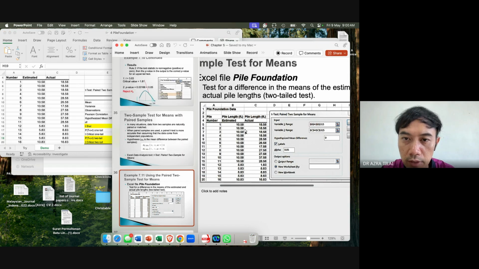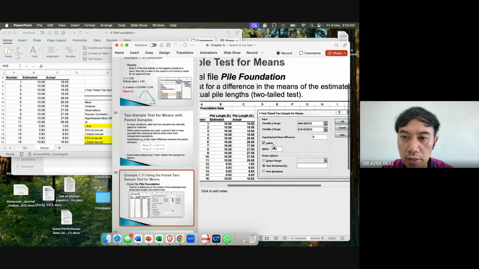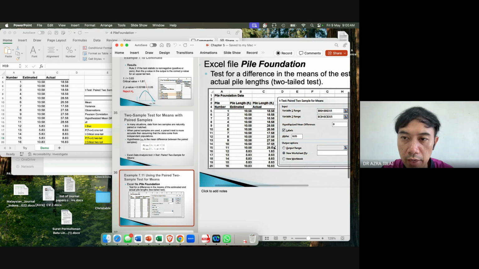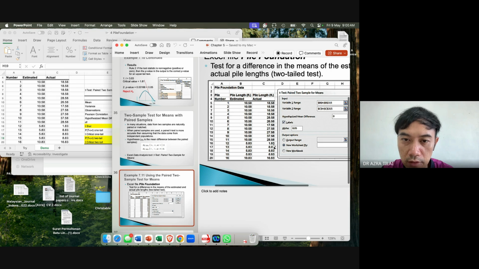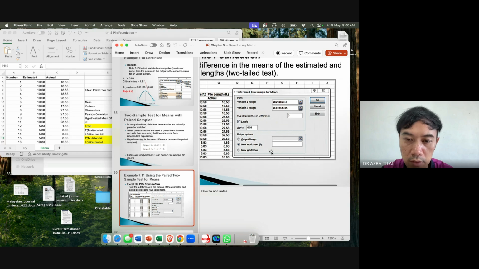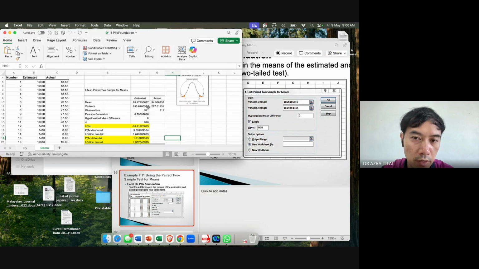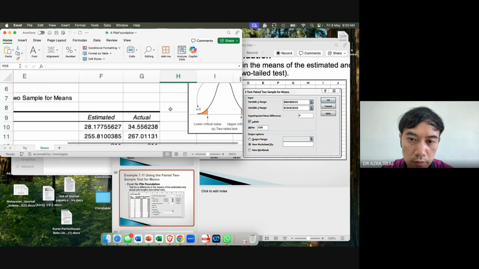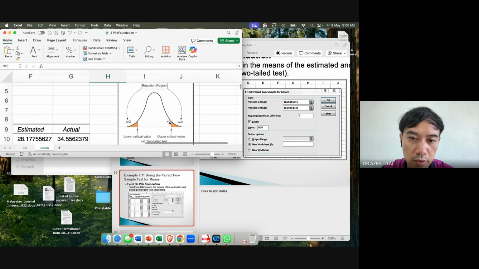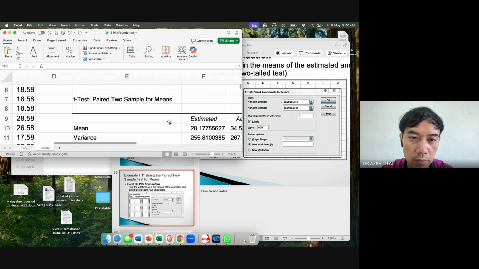Okay, let's look at this example. Test for a difference in means of the estimated and actual pile length, the two-tailed test. So for a two-tailed test, when you try to do the hypothesis, it should be equal or not equal to. Okay, so this will give you a two-tailed test. So one is the upper critical value, another one is the lower critical value.